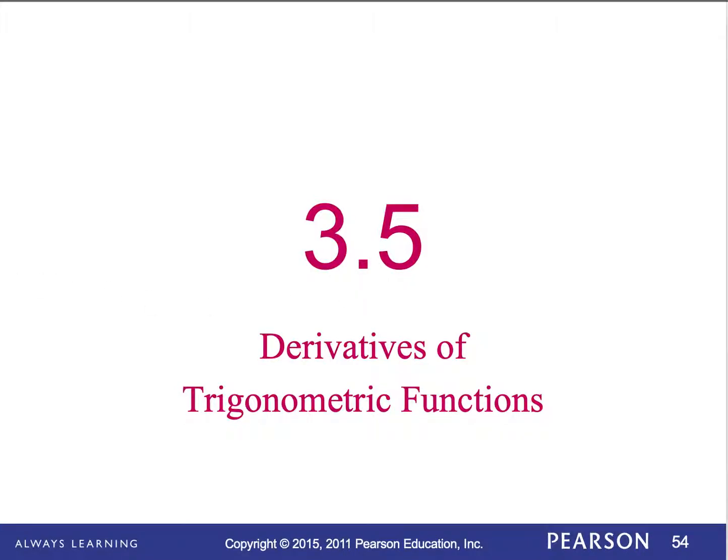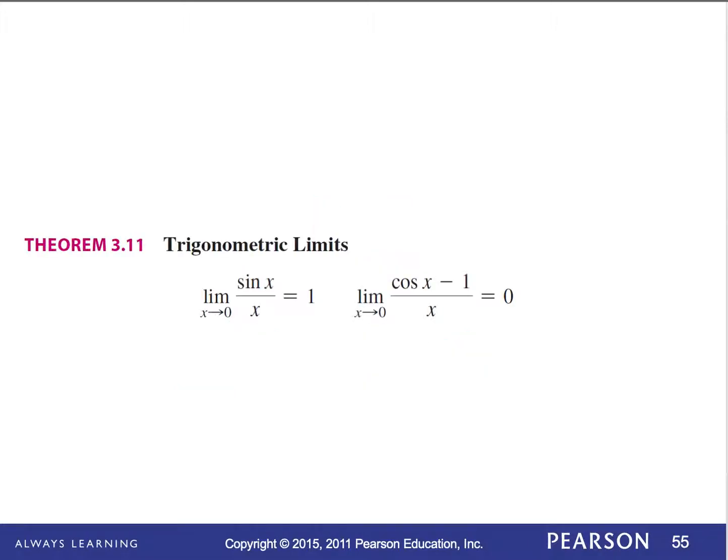So there are a couple things that I just want to give you that you want to put on a note card. The first is these two specific limits occur a lot as we progress through calculus. When you see the limit as x approaches 0 of sine x over x, that's going to be 1. When you see the second one, the limit as x approaches 0 of cosine x minus 1 over x, that's going to be 0. Again, these are ones that occur frequently, so I want you to have those in front of you.